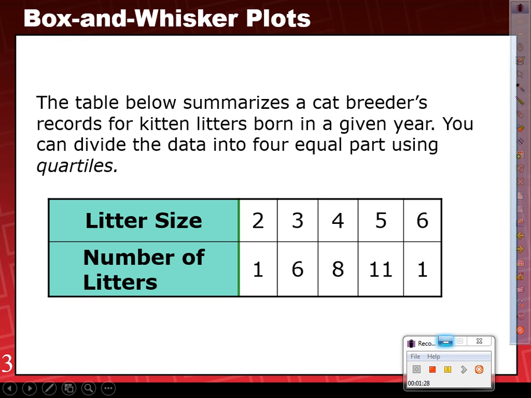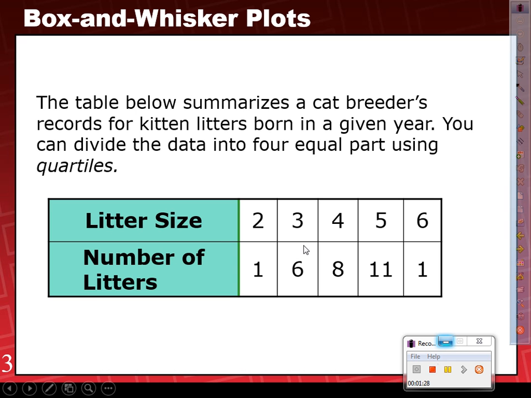Yes. So look at this. So throughout the year, here's 1, and the size of that litter was how many? 2 cats in that litter. 6 times they gave how many? 3. 8 times they gave how many? 4. 11 times they gave how many? 5. And 1 time they gave 6. Everybody understanding what that is? Litter size means the number of cats that came out at birth.